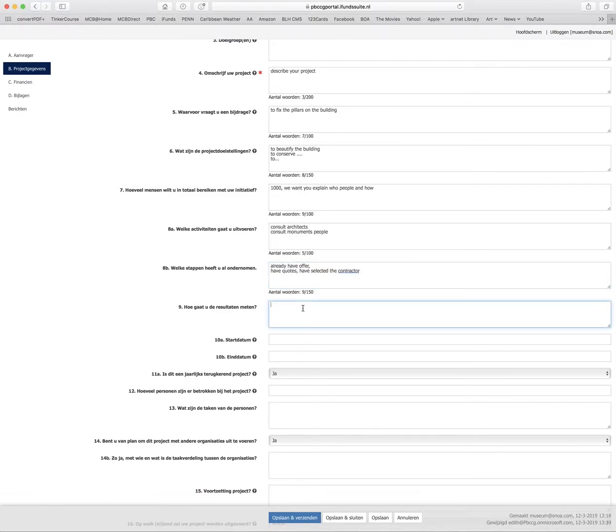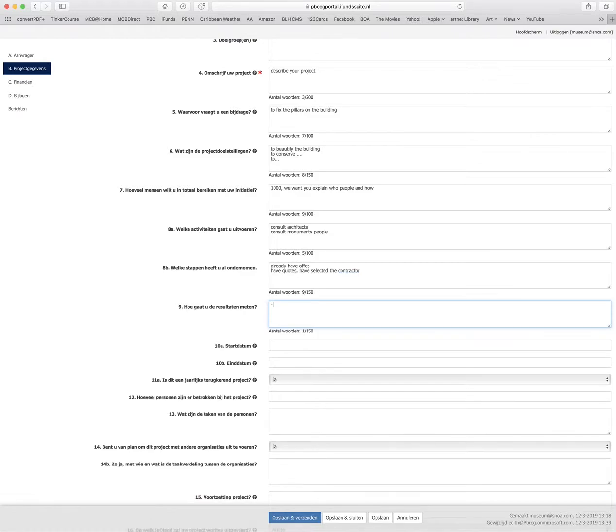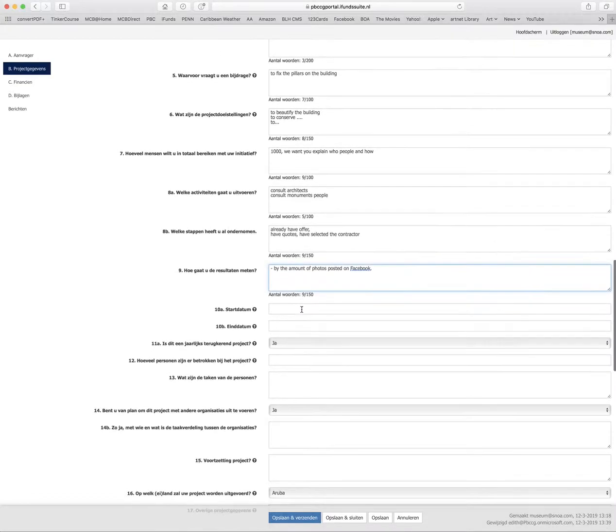Then you're going to tell us how you are going to measure your project, so the results of your project. In this case, Monumentenzorg is a bit difficult to measure, but I'm going to measure by the amount of photos posted on Facebook, let's say. My building is going to be so beautiful that people are going to want to take pictures with it and post on Facebook. That's, for instance, one of the ways I'm going to say it.